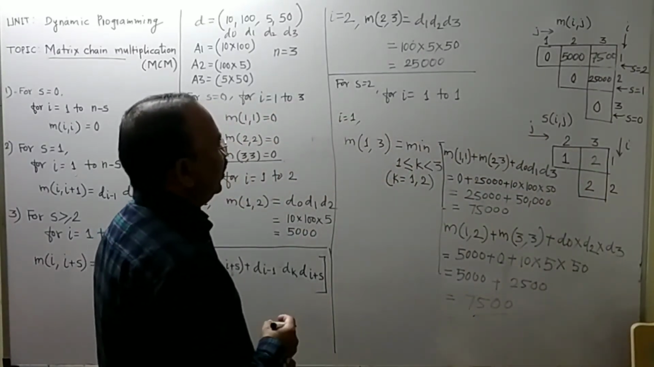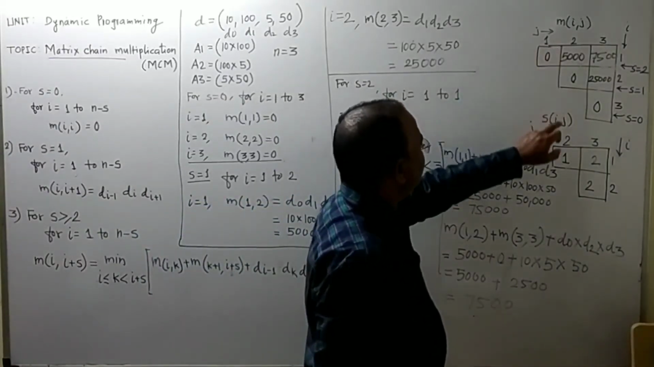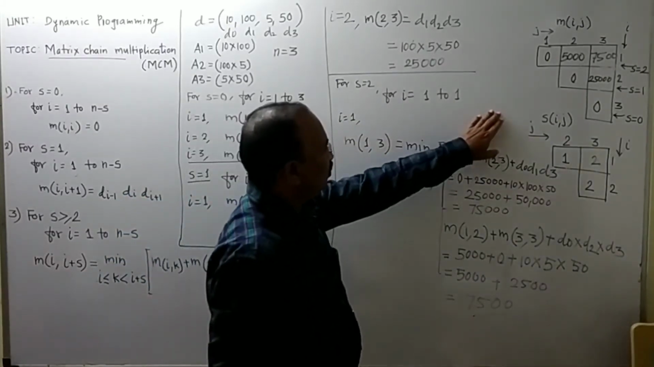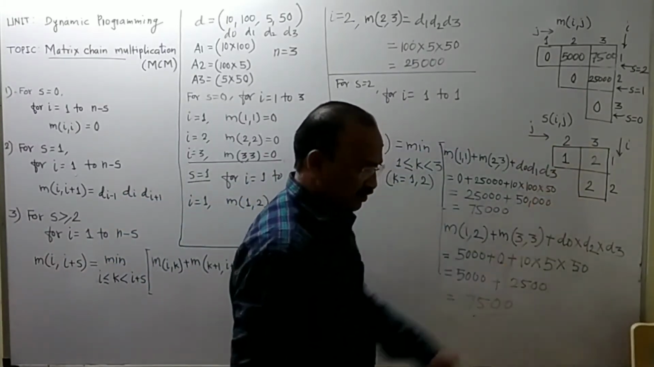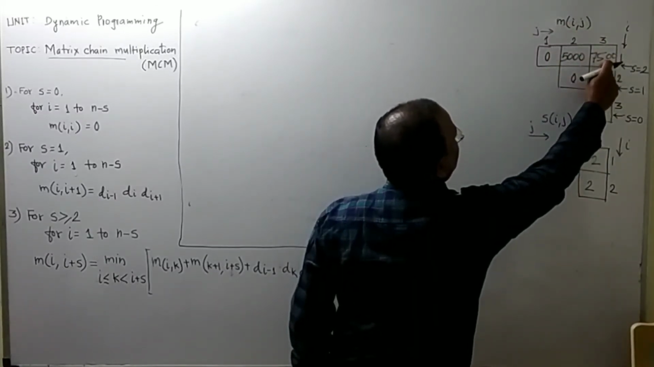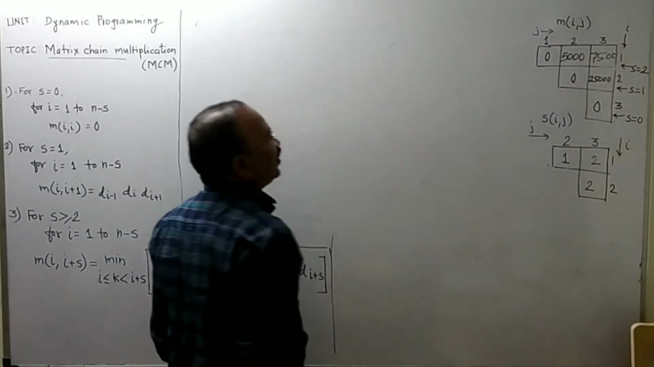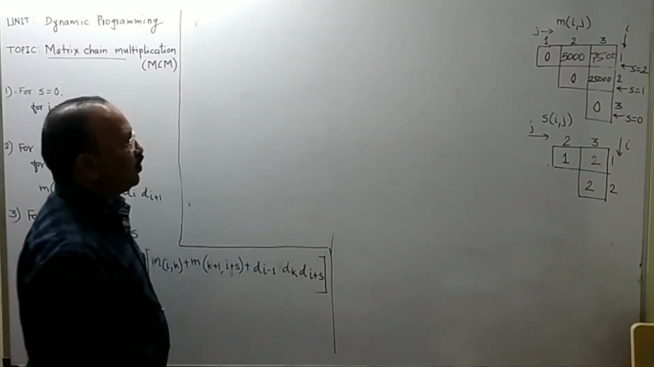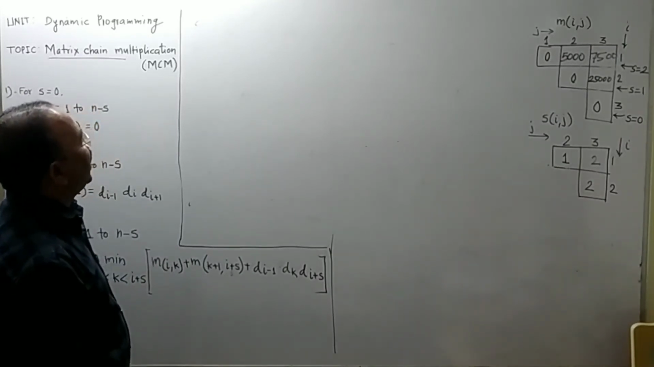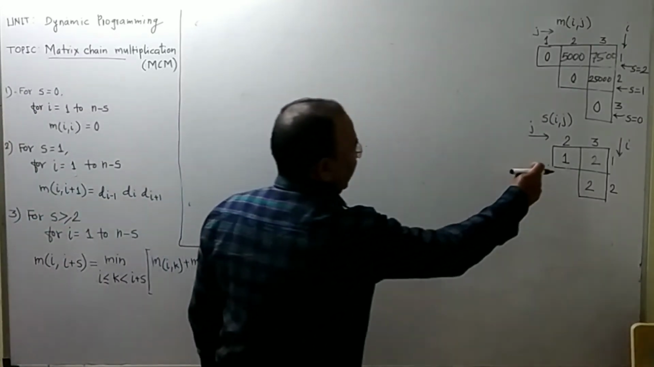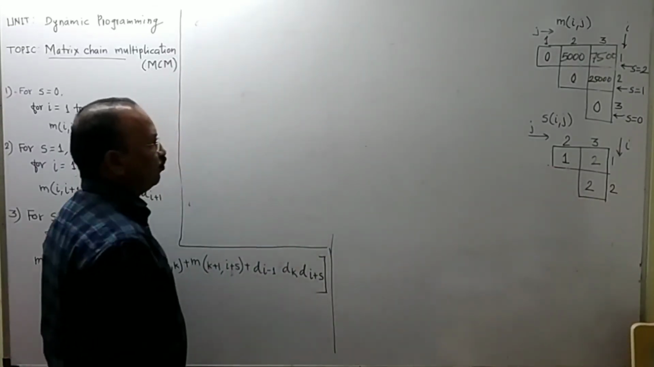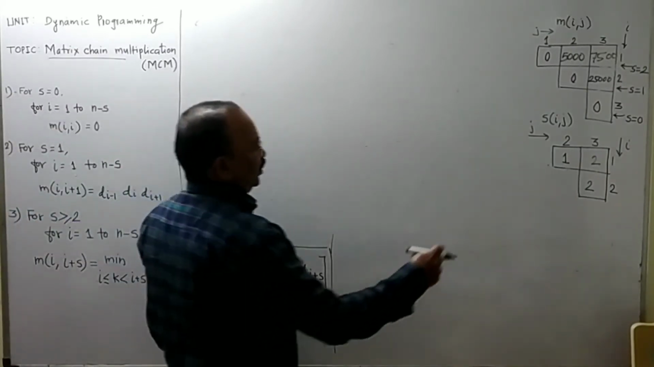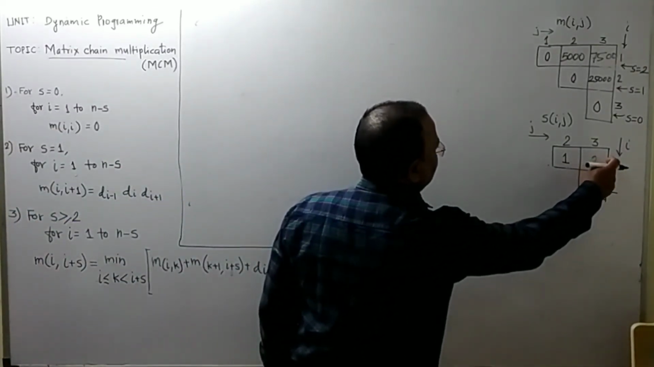In this way we have obtained the M table and S table. To get the optimal parenthesization we have to refer to the S table. In the M table, these values give us the minimum number of multiplication operations required. Now the next step is to get the optimal parenthesization. From the S table we will try to draw tree structures. In this we have to start from cell 1 3.